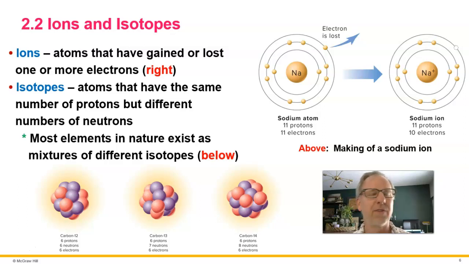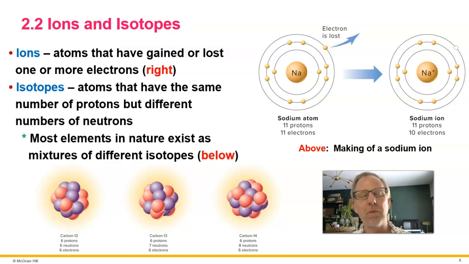Now, the other thing that's defined on this slide is isotope. Isotope, very different from ions. Isotopes are atoms that have the same number of protons, so that means they belong to the same element, but they have different numbers of neutrons. Those are called isotopes. Most elements in nature, in the universe, exist as a mixture of different isotopes.